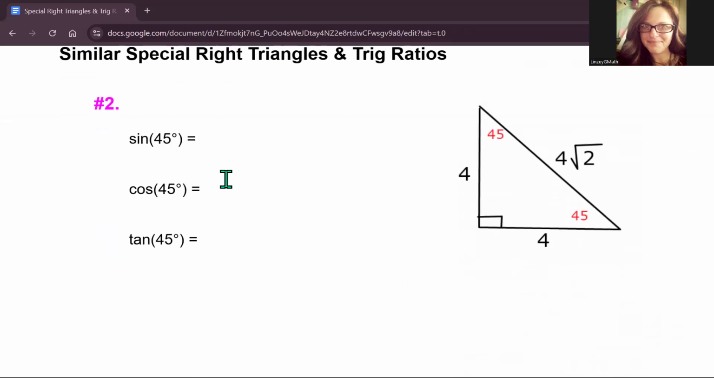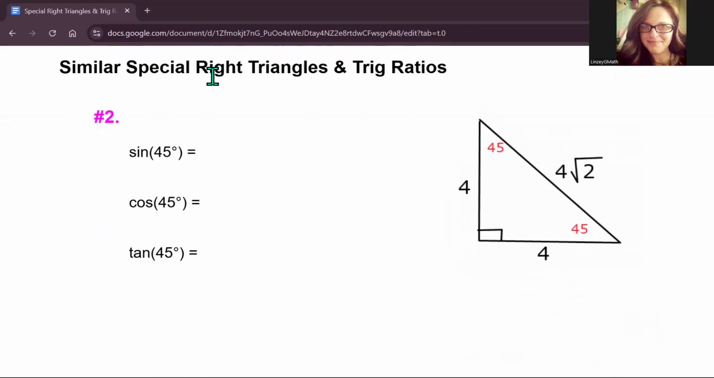We'll do a similar 45, 45, 90 special right triangle. This one has been multiplied every side by 4. And this is our hypotenuse. And then this could be opposite or adjacent. They are interchangeable since they're both 4.